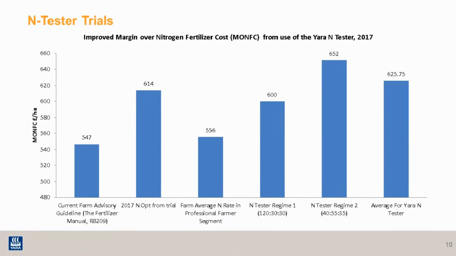And again, as expected, the 74% nitrogen use efficiency treatment, which was the second N-Tester regime, is giving us the best margin there at 652 pounds per hectare. And again, you can see the average between those 2 N-Tester treatments at 625.